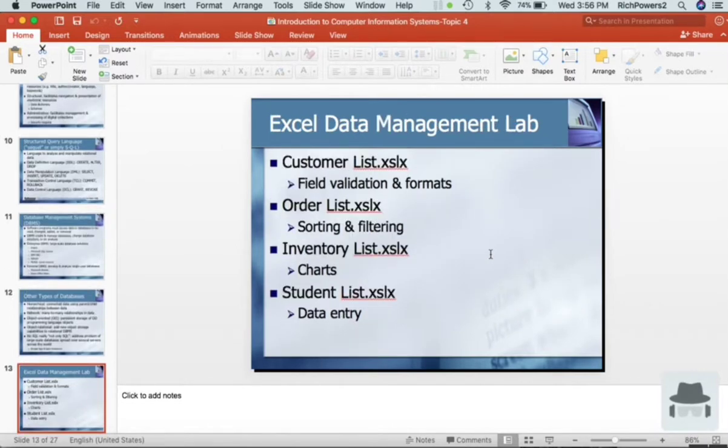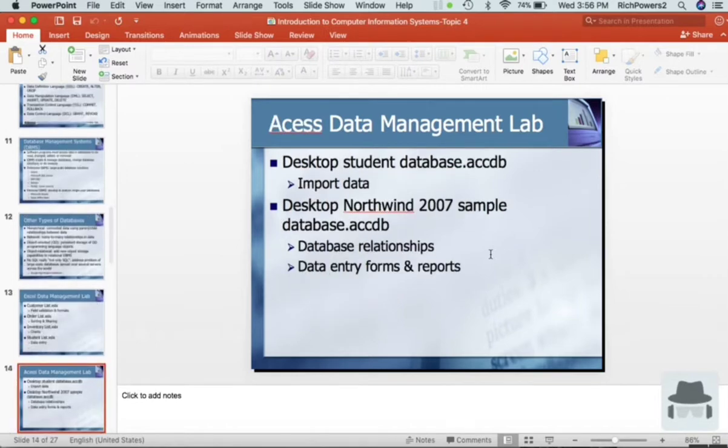So we have a couple of labs we're going to be doing. We're not going to be touching the Excel lab, but we are going to be doing the Access lab, and we'll be talking about that.